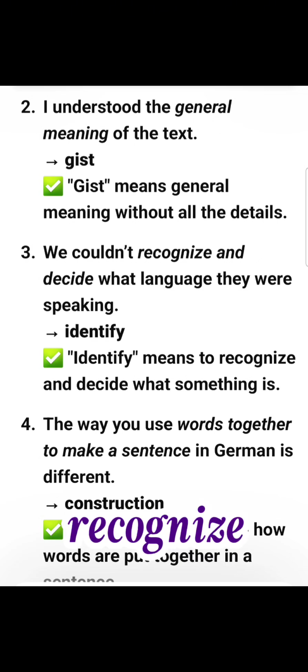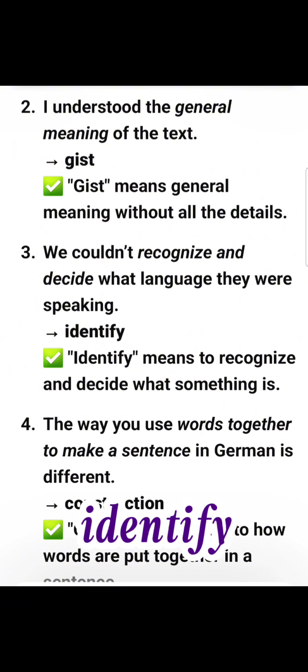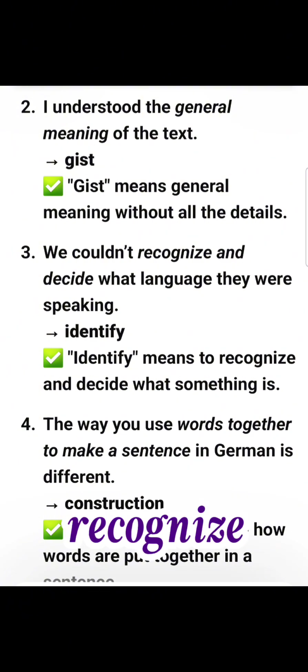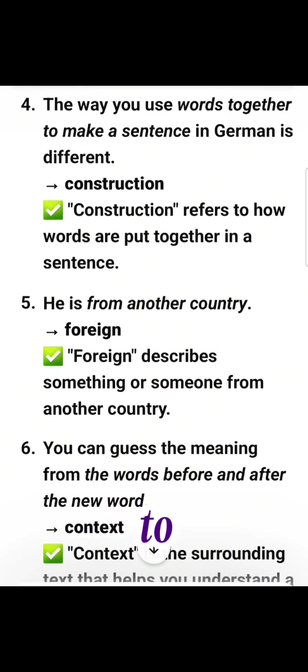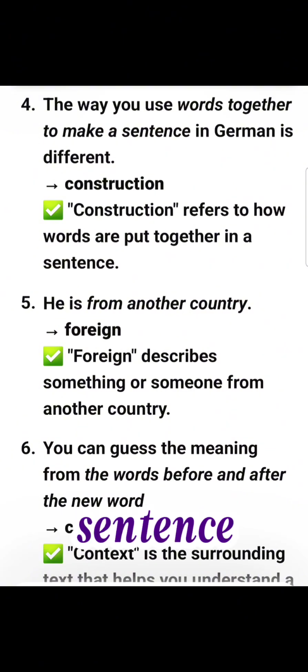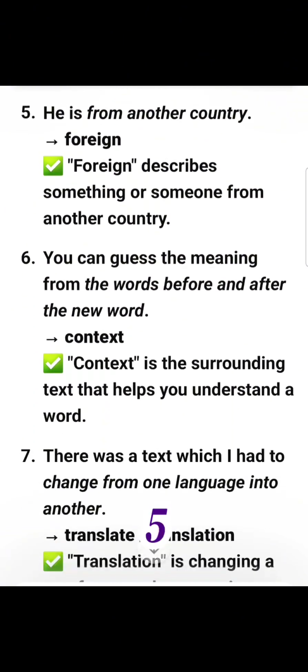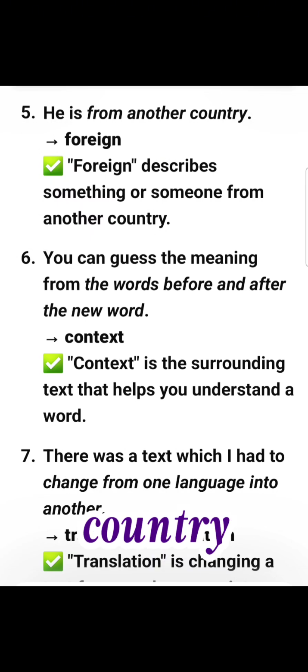3. We couldn't recognize and decide what language they were speaking. Identify means to recognize and decide what something is. 4. The way you use words together to make a sentence in German is different. Construction refers to how words are put together in a sentence. 5. He is from another country. Foreign describes something or someone from another country.